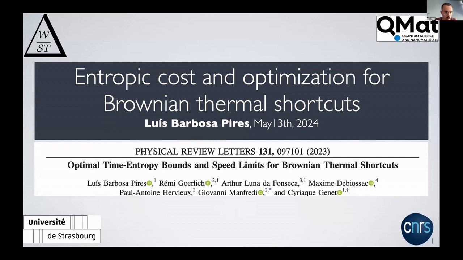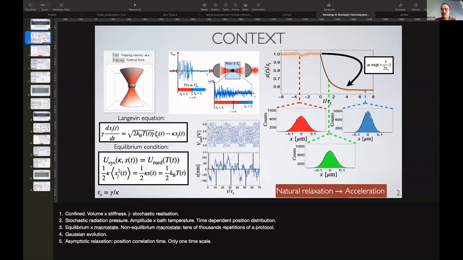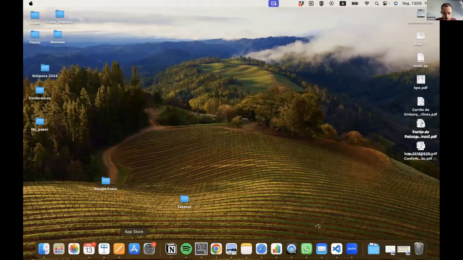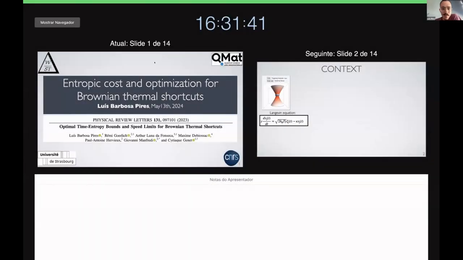And you are seeing the wrong screen. Sorry. I think I need to share the screen again. Where is it? Okay, now I can. Okay, the screen is wrong, but it's okay then.